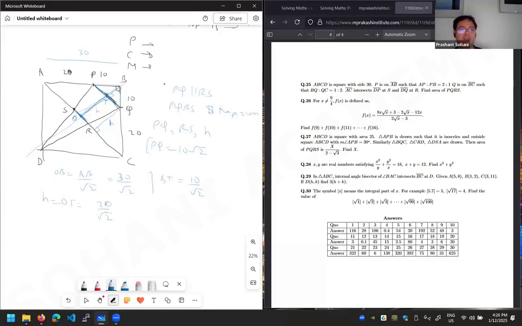Okay, so I found the height. So out of three, two things are found: PQ and the height. Now RS is left, right? I want to find the length of RS. So now to find RS, what can we do?